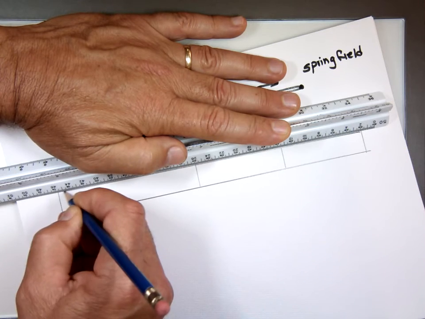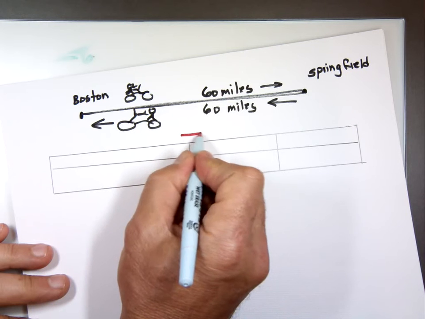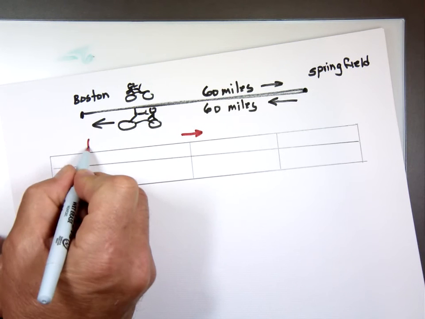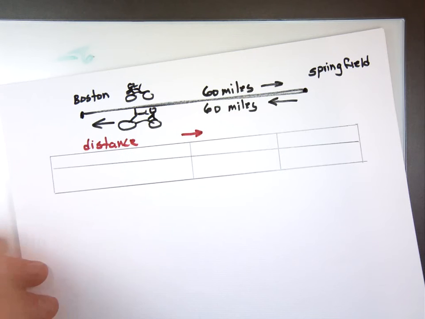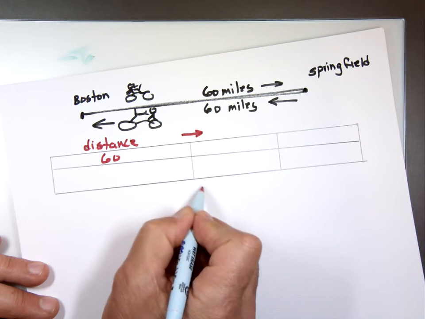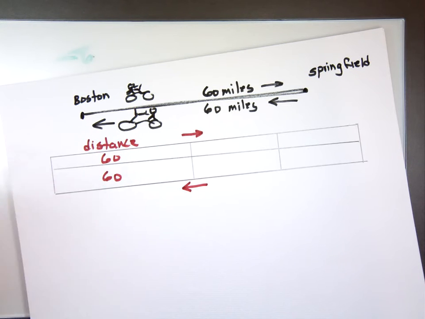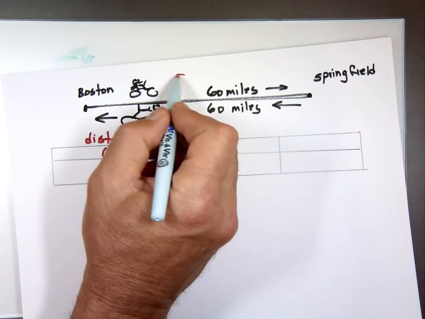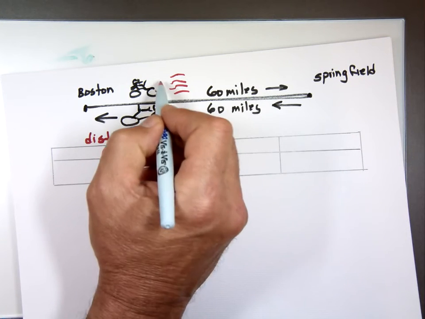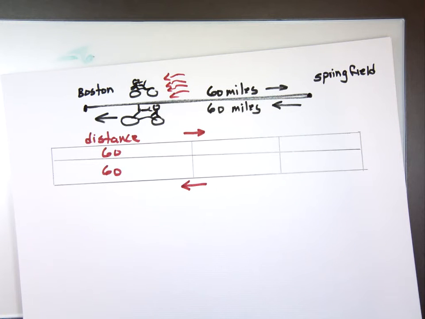So the top half, when you were going in that direction, your distance traveled, how far? 60 miles. And the bottom half, when you came back, what was your distance? 60 miles. We said we have the wind pushing this way, coming this way, slowing you down at 5 miles per hour.